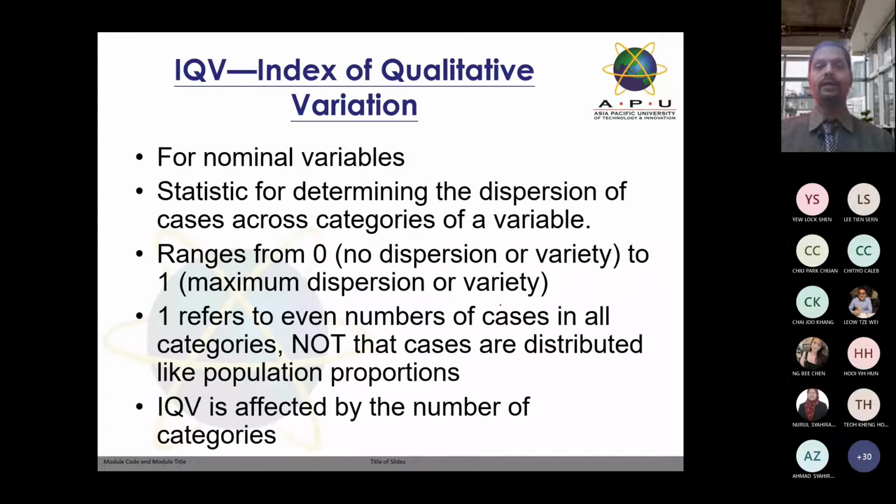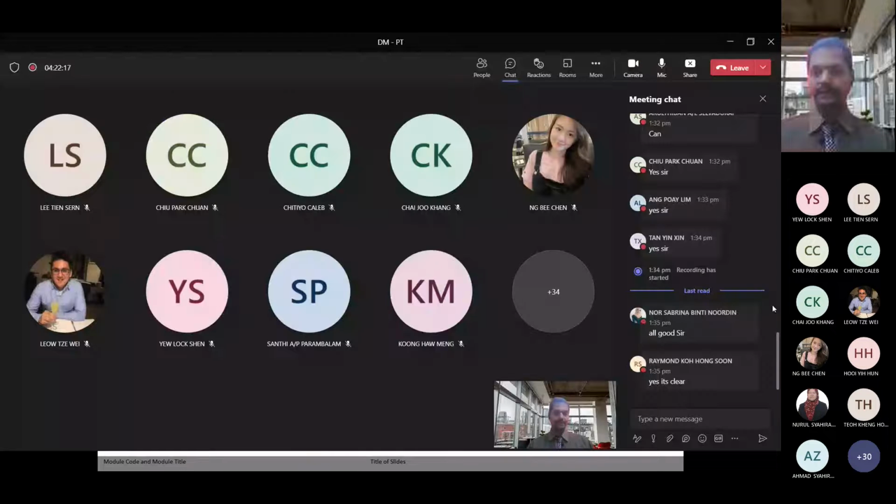So the index of qualitative variation, for nominal variation, and what are we trying to do with getting those data points into our IQV. It is a statistic for determining the dispersion of cases across categories of a variable, and ranges from 0, which is no dispersion or variety, to 1, which is maximum dispersion or variety. And 1 refers to an even number of cases in all categories, not that cases are distributed like the populated proportions. Right. So are we clear in this?